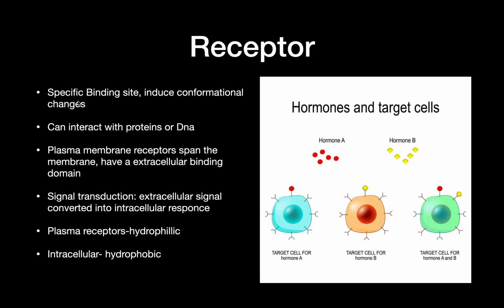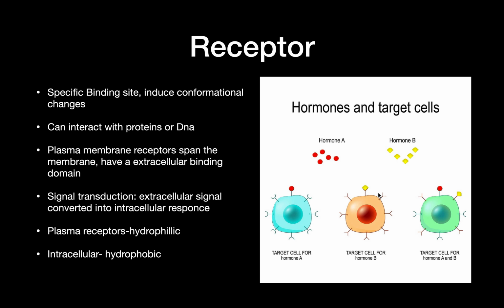So on the receptor, there are specific binding sites, and once bound, they will induce conformational changes. And they can interact with proteins or DNA. Plasma membrane receptors span the membrane, and they have an extracellular binding domain. The signal transduction is the route where an extracellular signal will bind to the receptor, and then the receptor will bring the signal in and then convert it into an intracellular response.